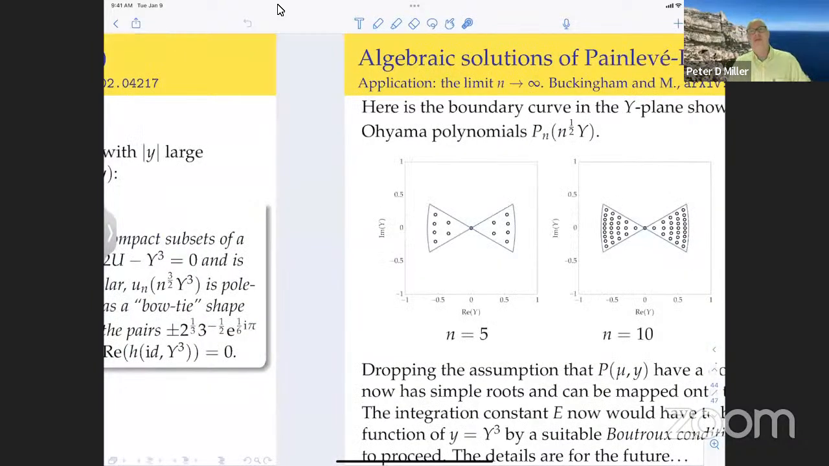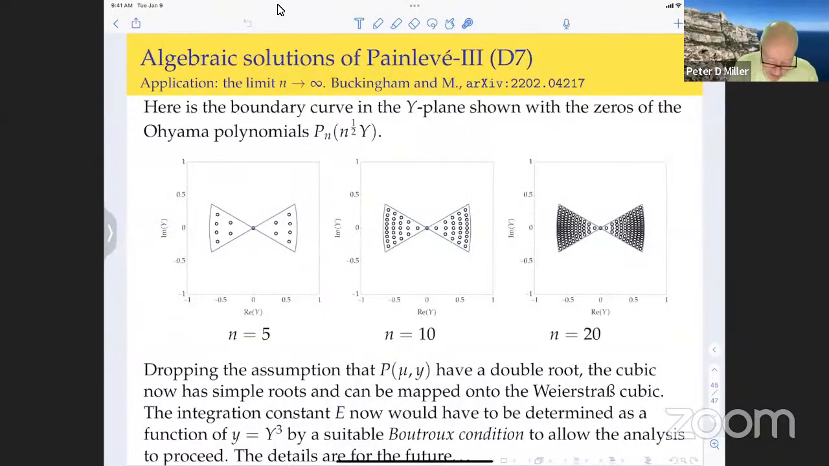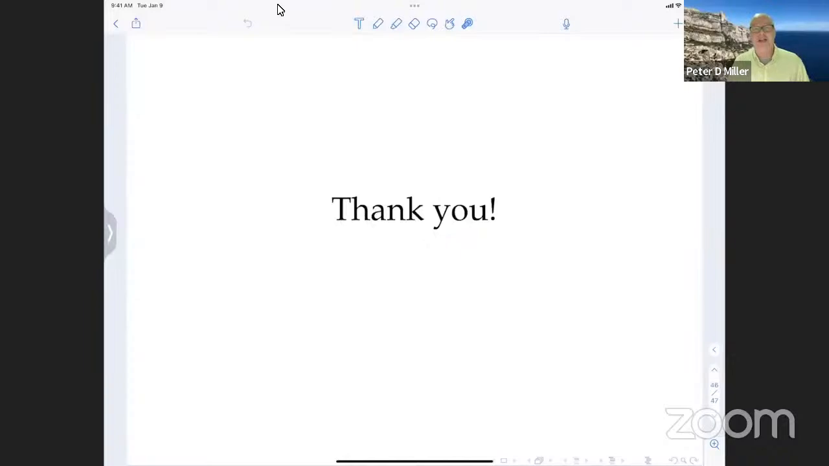So here's the complex y plane now. y is like x to the 1/3 rescaled. And so you see the Oyama zeros, and now this curve here, that's the bow tie theoretically, and it's catching exactly those zeros very accurately. I want to say one more thing about it, which is that the boundary curve is sort of interesting. It's transcendental here and here, but these curves are exactly straight lines. Okay, well, that's it. So thank you very much for your attention.